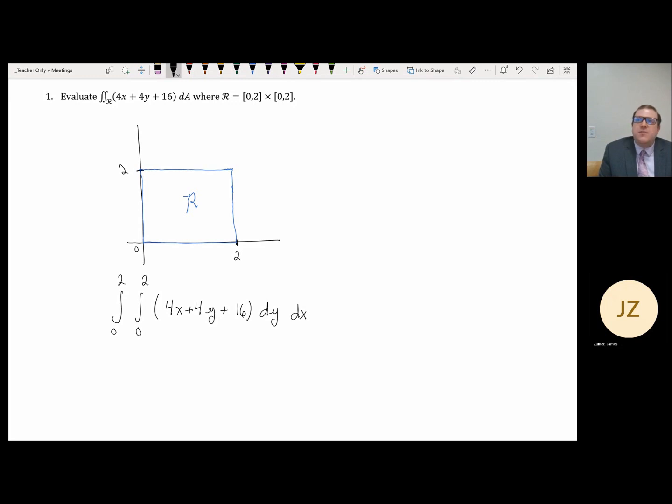And that is worth 70% of the points. But of course, I won't be nice enough to give you rectangular regions on a test. It'll be the general regions, so it's going to be harder than this.